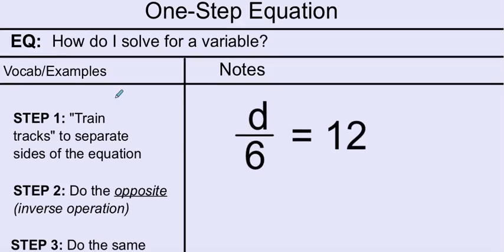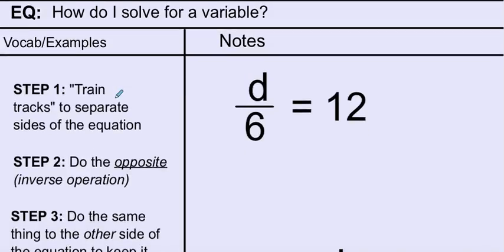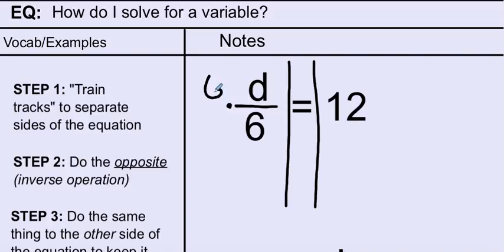What happens if it looks like this? Well, then we ask ourselves the same questions just as we did before, always starting with our railroad tracks. I know that I need to solve for D. In order to solve for D, I need to say, well, what's bothering it? Well, this 6 is. How is the 6 bothering it? Well, this fraction bar. And remember that fraction bar means to divide. What is the opposite of dividing? Multiplying. So I'm going to multiply both sides by 6.